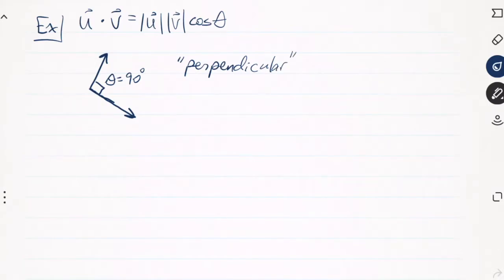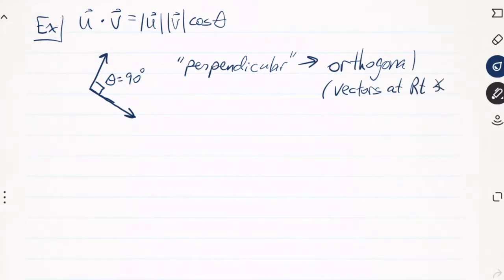So perpendicular for lines becomes orthogonal for vectors. Orthogonal is just vectors at right angles. So the vectors have a right angle in between them. So if you did solve this equation up here, you would find that theta would be equal to 90 degrees.